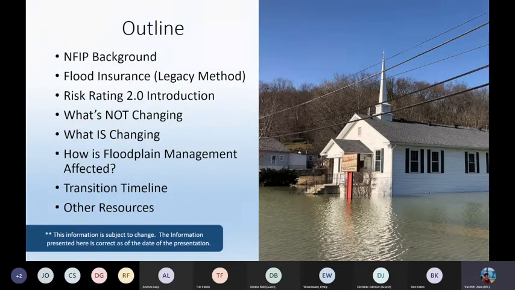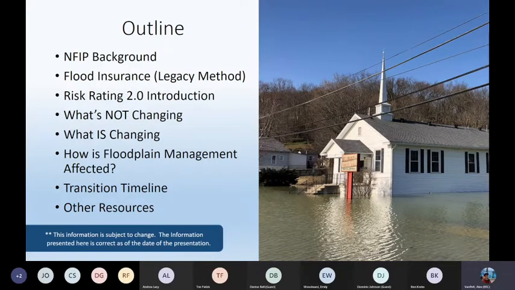Just to give everybody an understanding that not everything's going to be new, but then we are going to get into what is changing. What are some of the new factors FEMA is considering? How is this going to affect policyholders and stakeholders? We're going to talk about how these new changes with Risk Rating 2.0 affect us as floodplain managers. We're going to talk about the transition timeline, and then at the end, we're going to talk about other resources, so if you want to look at something more in depth, we can.